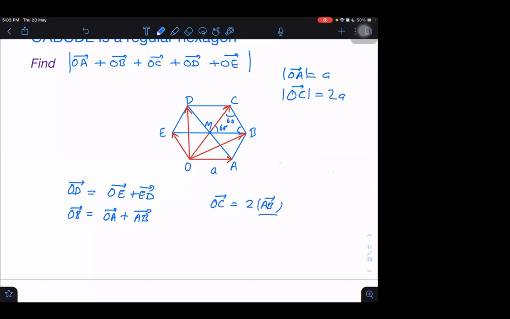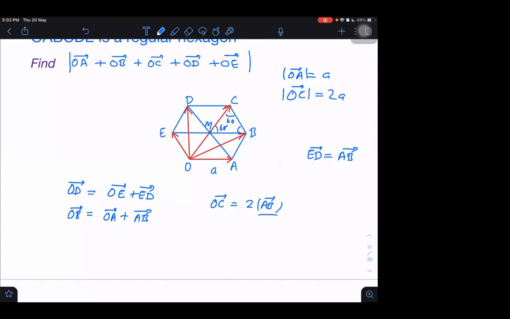Now I want to add all these up. If I add all these up, one more thing here. Can I say ED is nothing but AB? These are two parallel vectors and equal in magnitude. When they are same in magnitude and same in direction, then these are same vectors only. So I can say ED is equal to AB. I think that is enough.